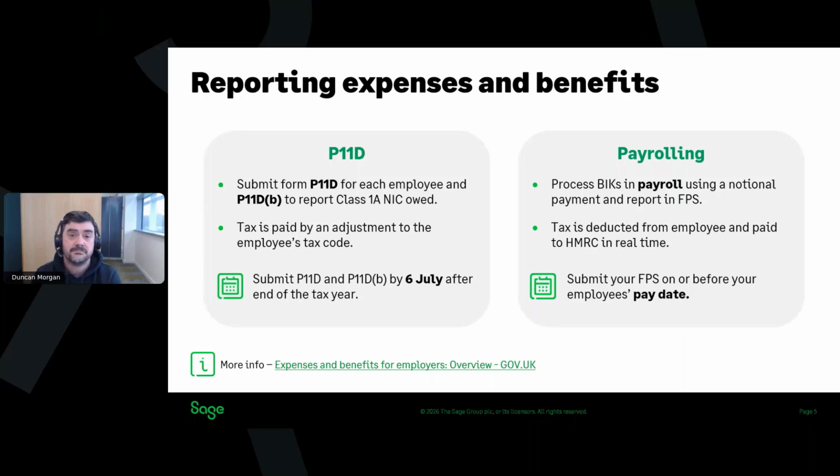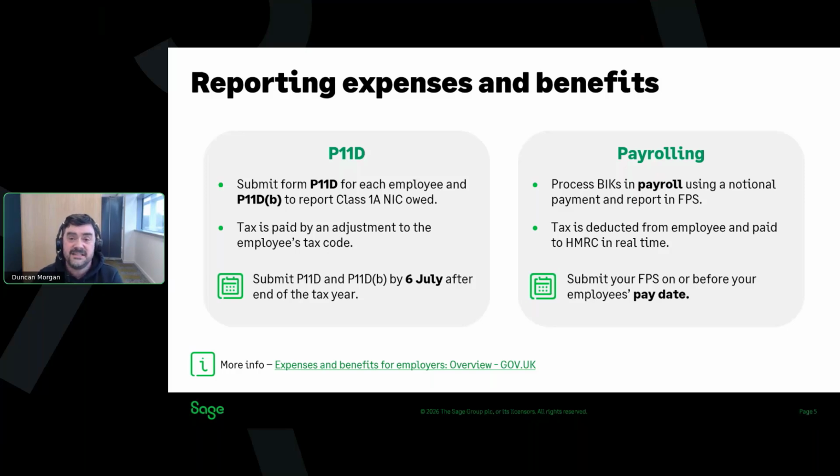Traditionally, all of these items would be included on a form P11D. This records the details of taxable benefits and expenses that were provided in the previous tax year. It's submitted to HMRC after the end of the tax year by the 6th of July. And you would also send an annual P11D-B, which contains the details of the employer Class 1A national insurance that you owe. So that is an annual submission. It's done in arrears, and it's sent after the end of the tax year.